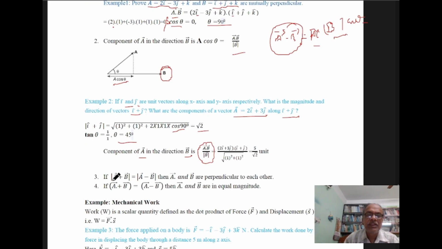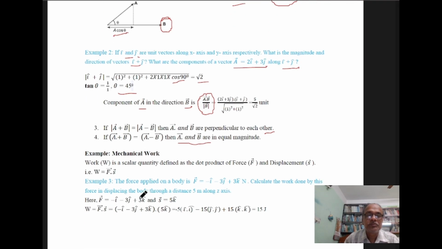Another is that if magnitude of A plus B equals magnitude of A minus B, then A and B are perpendicular to each other. Okay. And if vector A plus vector B equals vector A minus vector B in magnitude, then they have equal magnitude. Okay.